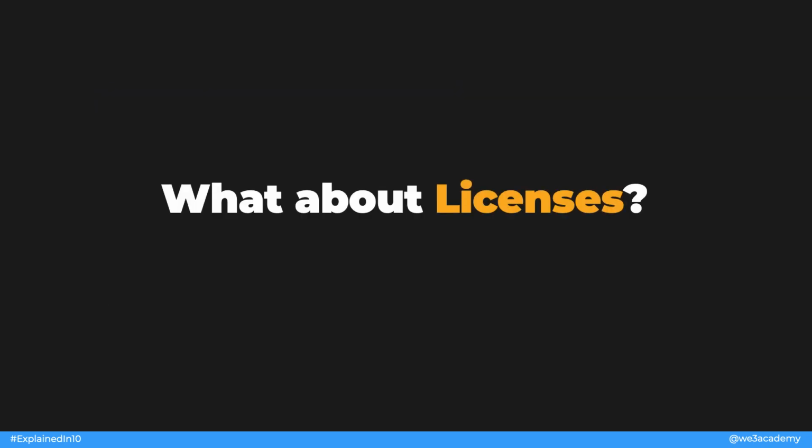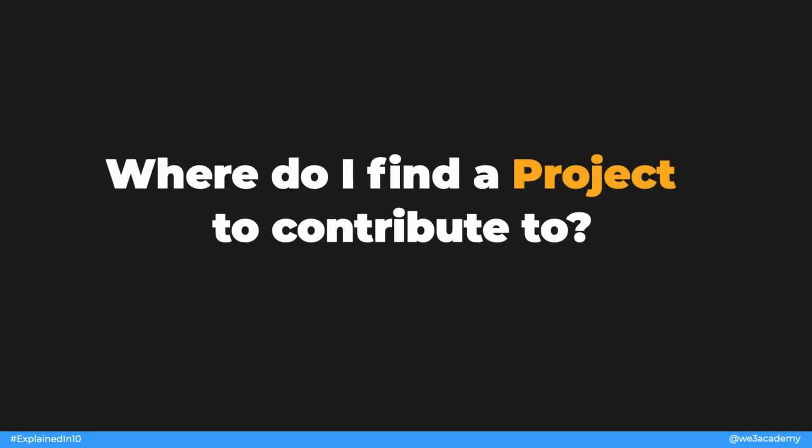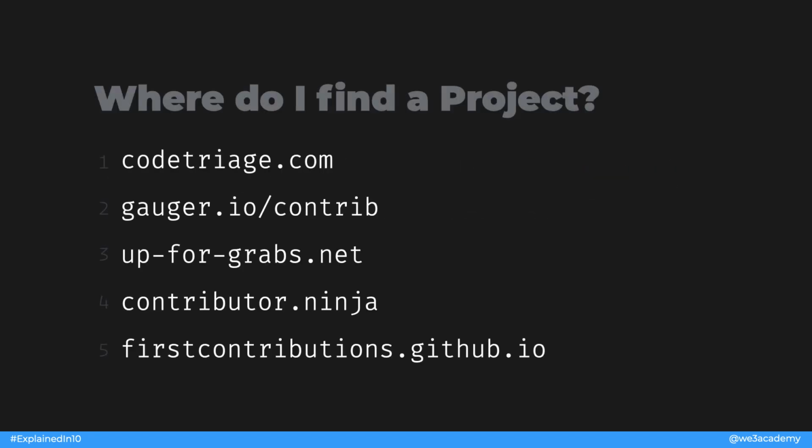There are many different types of open source licenses. Here's a list of some of them. If you want to read more about licenses, you can check out the links in the description below. There are multiple sites that allow you to search for open source projects that you could contribute to. Some have filters for language and experience level. The links are in the description below.